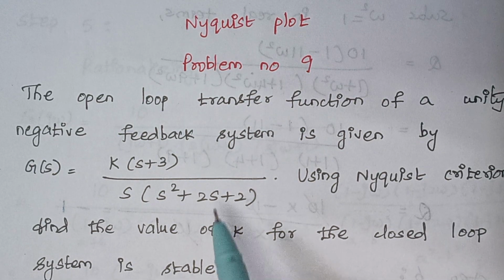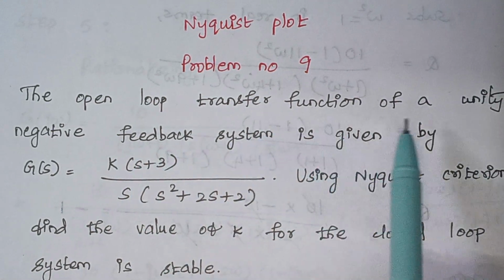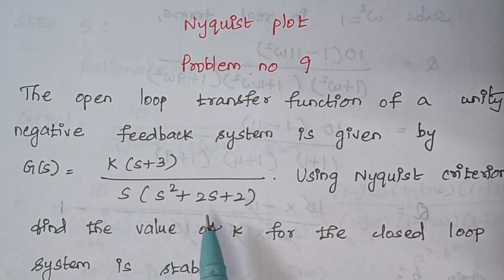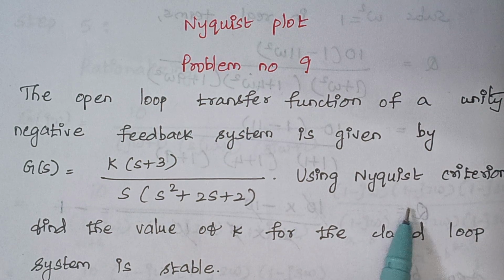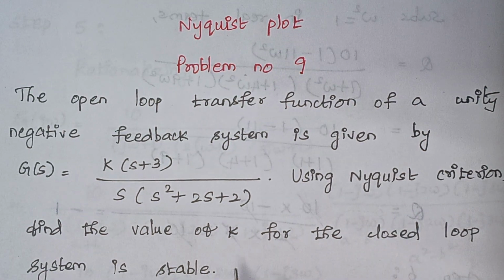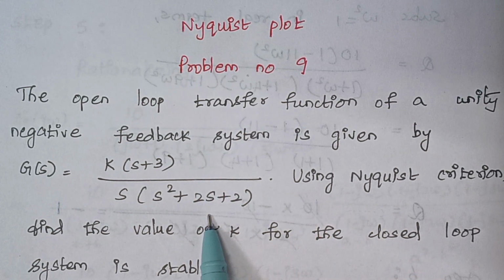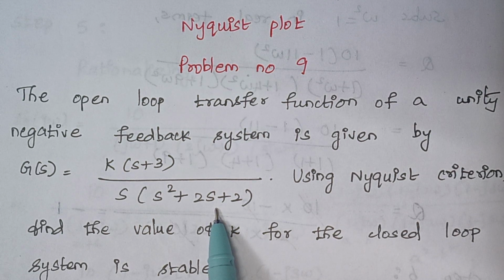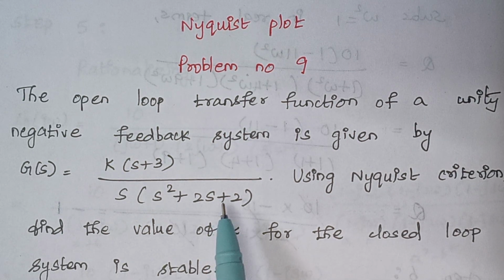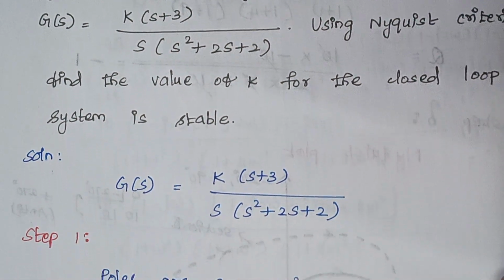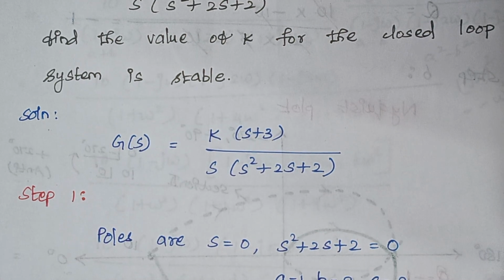The problem is: the open loop transfer function of a unity negative feedback system is given by this expression. Using Nyquist criterion, find the value of k for which the closed loop system is stable. So here the open loop transfer function is given. With this open loop transfer function, we have to tell whether the closed loop system is stable or not by using the Nyquist criterion. So the first step is finding poles, right?